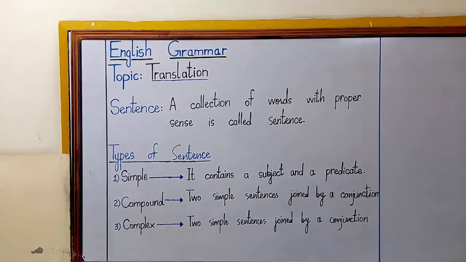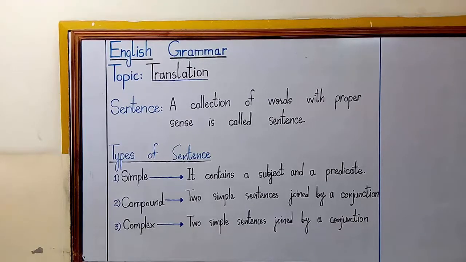A sentence is a collection of words with proper sense. You have already studied sentences, types of sentence and kinds of sentence in earlier classes. Today I will first give you a review of this, so that when you are translating a sentence from Urdu to English, you are well aware of what the sentence is and how to translate that. Starting from types of sentence.